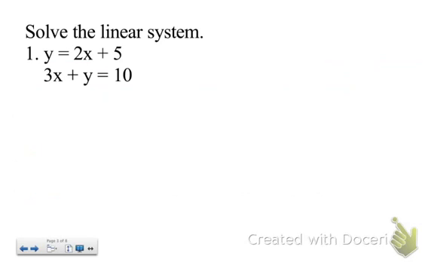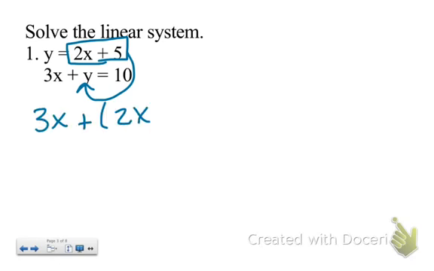So, for example, if you have the system of equations y equals 2x plus 5 and 3x plus y equals 10, well, the first step's already done for us because the first equation is already solved for y. So what we're going to do is take 2x plus 5 and plug it into the second equation where you see y, because y is equal to that. So 3x plus 2x plus 5 equals 10.